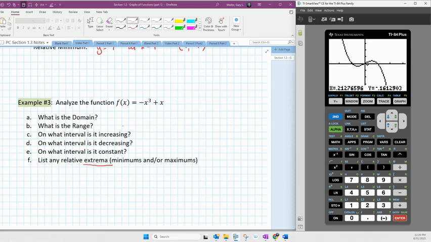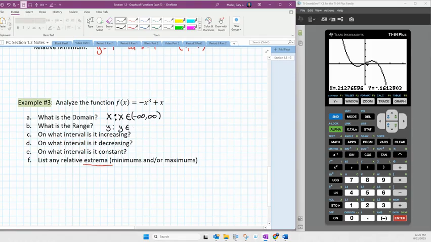All right. The domain, we know all of the x's that go from negative infinity. That's bugging me. I can do better. All the x's that belong to negative infinity to infinity. The range, or all the y's, belong to negative infinity to infinity. When is it increasing? It looks to me to be increasing from this low point to this high point. So I need to know what the low point and the high point are. And by the way, that's going to answer part F.